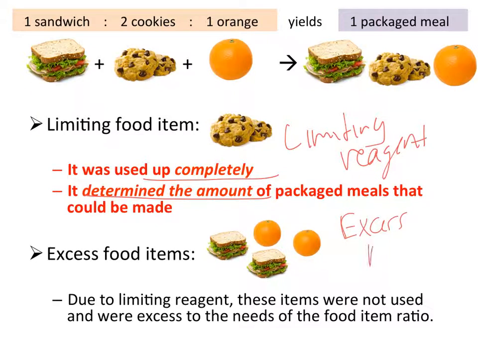Okay, these are our excess reagents, the things that are left over at the end. Because we only had 11 sets, we could only make 11 packaged meals, and so these other two were not reacted.